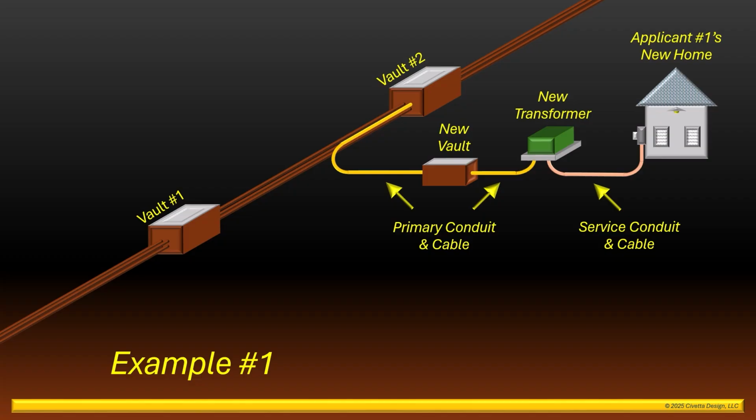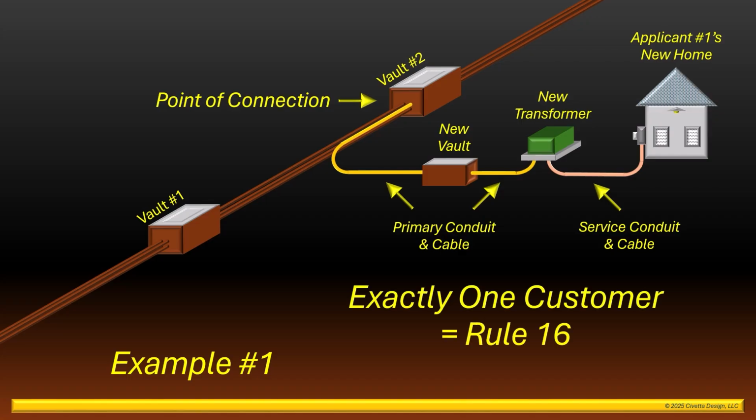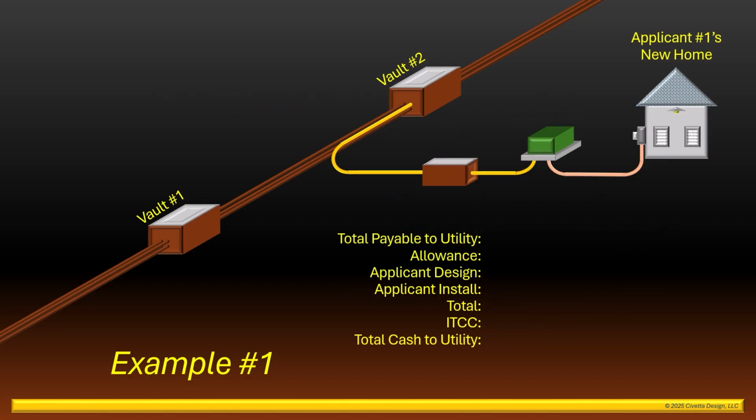The point of connection to the distribution system will be at vault number 2. Because all the new service infrastructure is providing for a single service to the home and will not be used to service additional customers or facilities, the cost of the installation will fall under Rule 16. Once the construction plans have been completed by the applicant's engineering contractor and accepted by the utility, the utility can prepare and provide a cost estimate for the construction work necessary for the installation of the service.